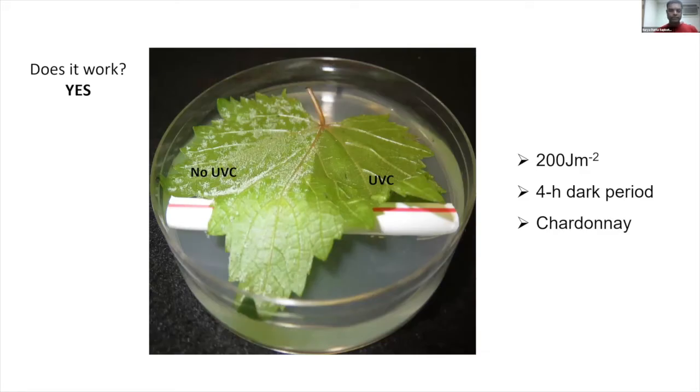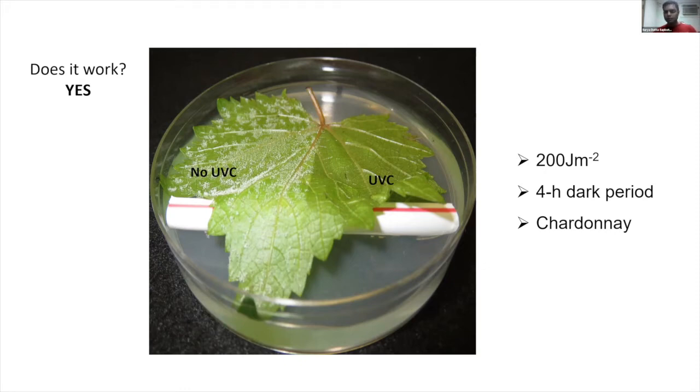What you can see here is the effect on the same leaf. This is the third leaf from the top of the shoot from Chardonnay grapes. If there is no UV, you can see very good growth of the downy mildew. If you apply the UV, there is no growth of the downy mildew. In this case, we applied around 200 joules per square meter. After application, we kept the plants in darkness for around 4 hours, and then we inoculated with downy mildew. You can see the very obvious phenotypes.